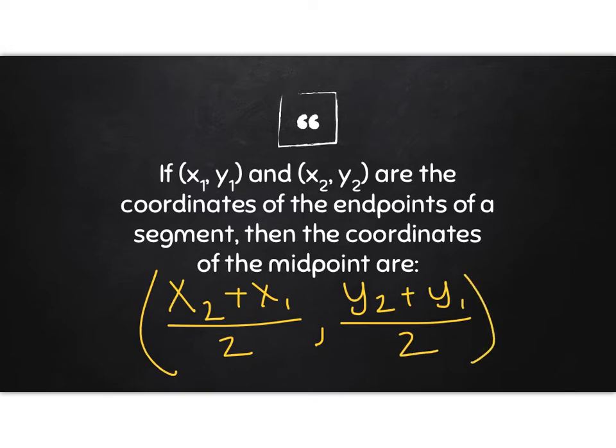And sometimes kids ask, Miss Cronin, why isn't it x1 plus x2 over 2, y1 plus y2 over 2? And the answer is just that mathematicians are goofy and like to put x2 first, y2 first. It doesn't actually matter, okay? All you're doing is adding up the x values, dividing by 2, adding up the y values, dividing by 2, or you can think of it as taking the average of each.